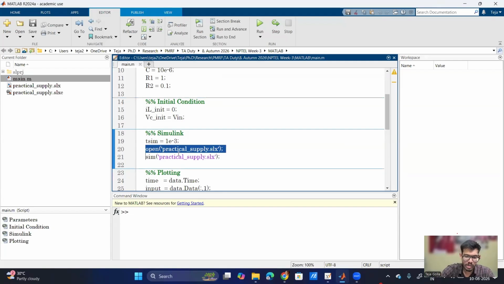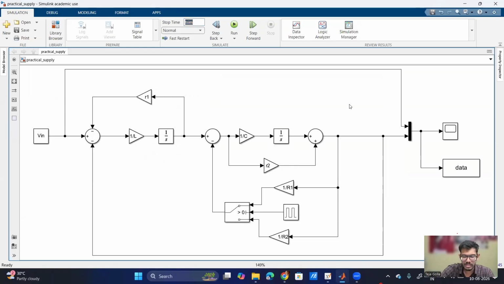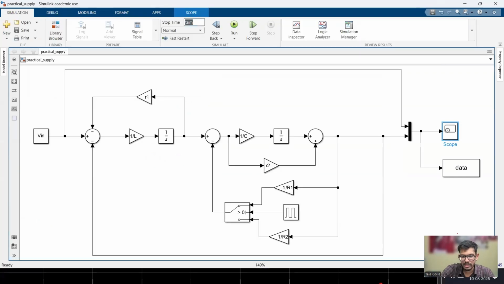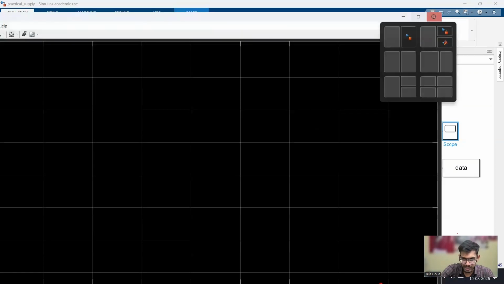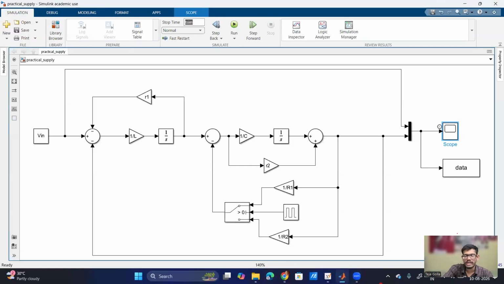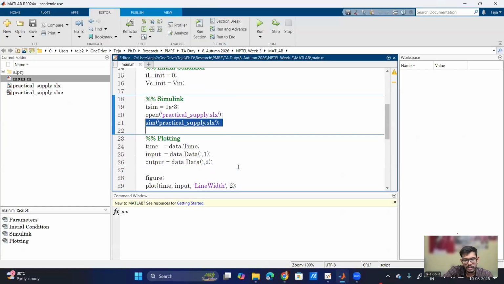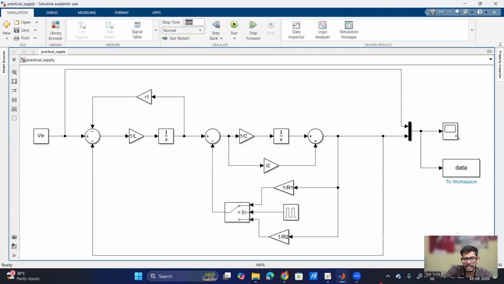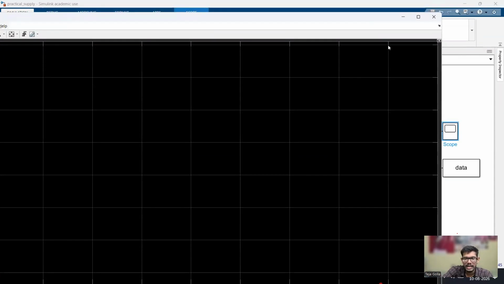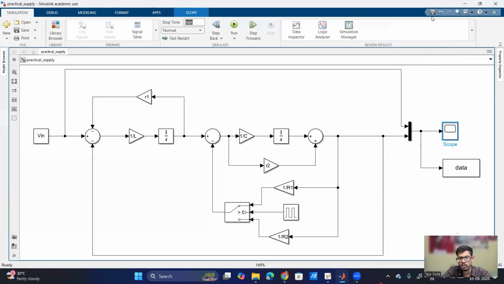Open will open the model, I don't have to open it manually. Sim will simulate it. So once it simulates, if I have to see the data, I will double click on this and then I will see it here. But what I can do is take the data back to the command window or my workspace. Why? Because here the data is being plotted, but what if I have to process the data?